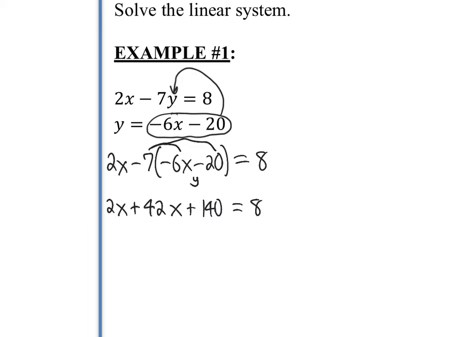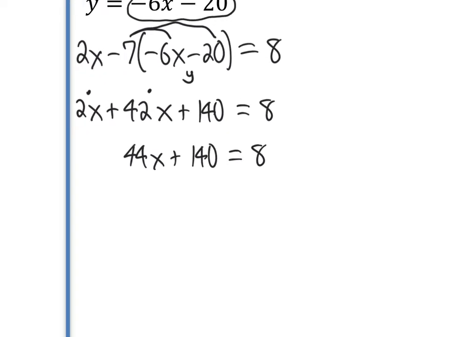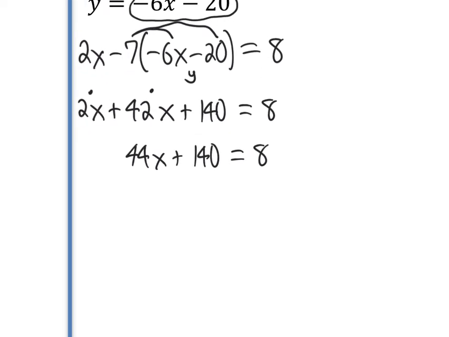Okay. Anything else to distribute here? No. Any like terms to combine? Hopefully you said yes. We have 2x and 42x are like terms. What's 2x plus 42x? Well, that's 44x, plus 140 equals 8. Any other like terms? Nope. Now we need to get x by itself. What's the first step to getting x by itself? Well, we're going to get the 44x by itself, so we're going to subtract 140 from both sides. So we get 44x equals, what's 8 minus 140? Well, that's negative 132. You can just use a calculator for that if you need to.